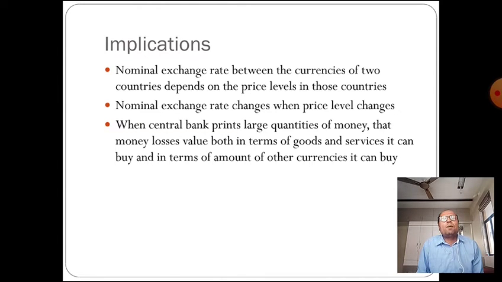Now when the central bank of a country is printing a larger quantity of money, what does it mean? When the government prints a larger quantity of money, the price level in the local market moves up.